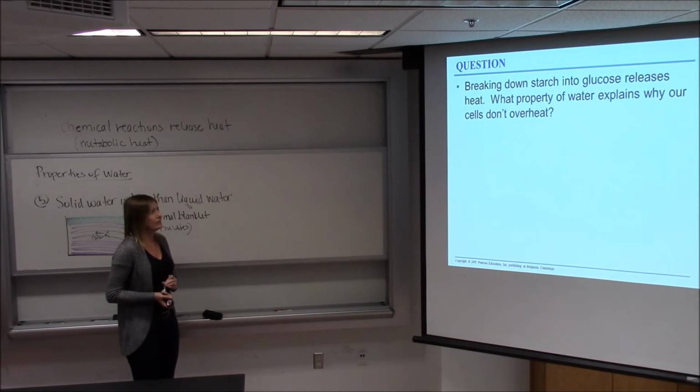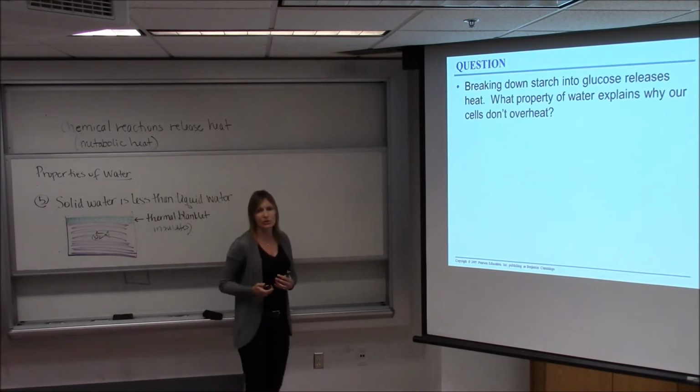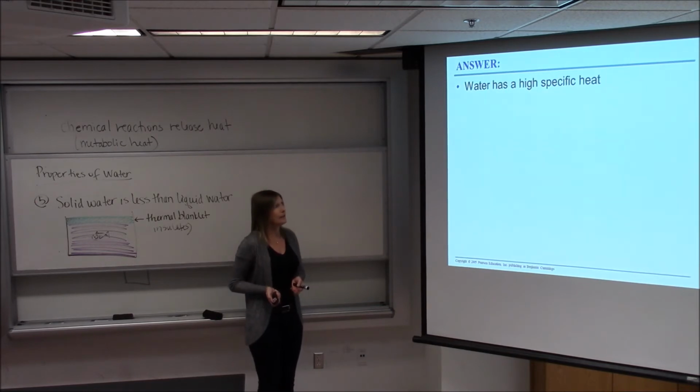So quick question. Breaking down starch into glucose releases heat. What property of water explains why our cells don't overheat? What is it about water that moderates temperature change? Well, technically it is that water has a high specific heat. You can add a lot of heat before water increases in temperature.